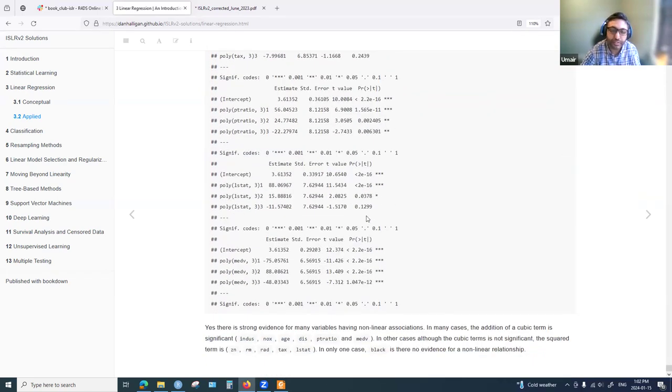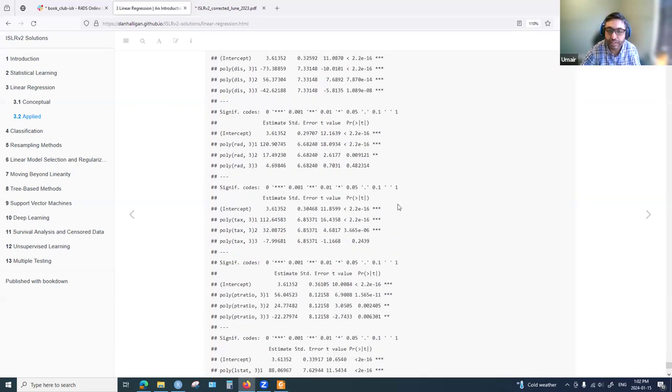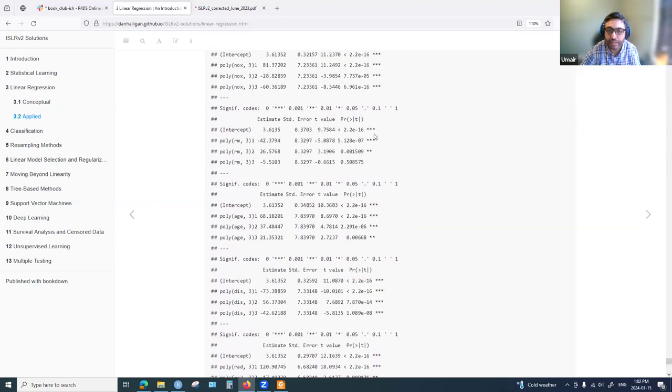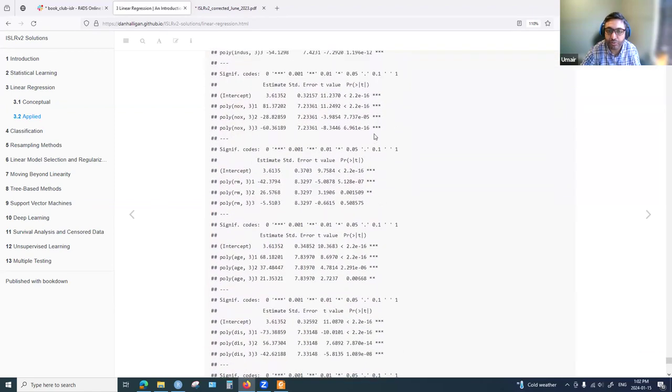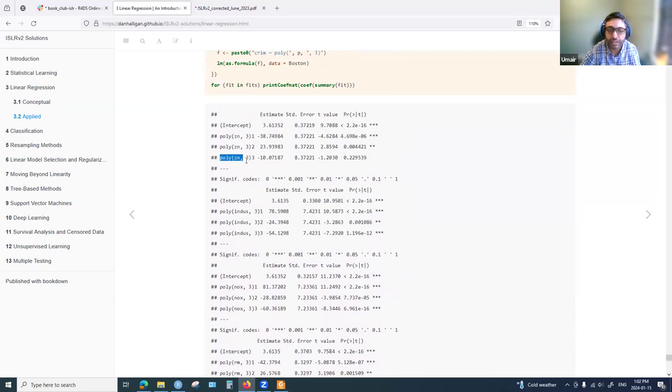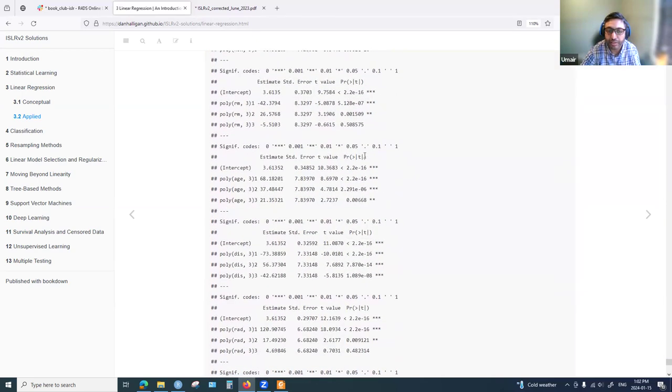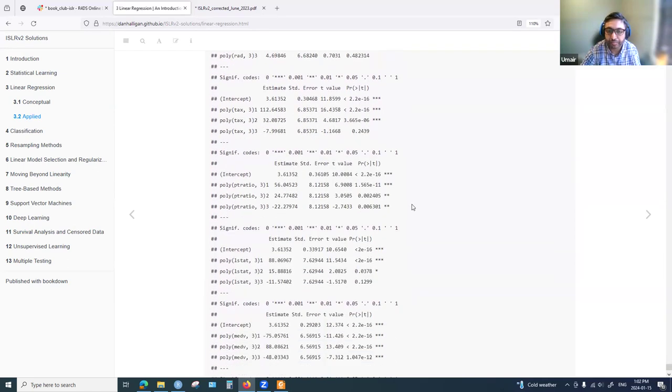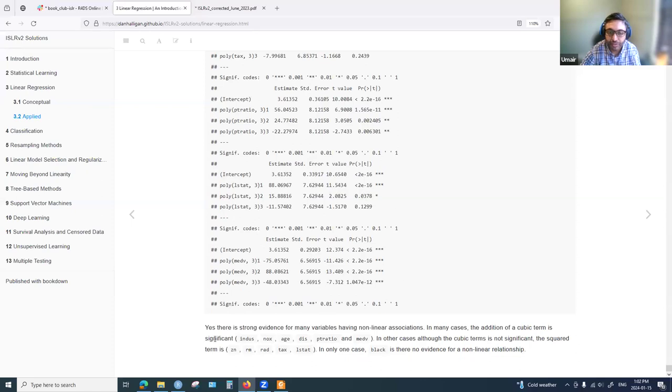And based on these results, we can see which one doesn't have significance at all and where the significance is high. So for instance, let me choose one or two cases. So here, the third term, a polynomial term for the ZN variable is not significant. And then similarly, the third one for the RM variable is also not significant. So the conclusion here is that there is strong evidence for many variables having nonlinear associations. In many cases, the addition of a cubic term is significant. In other cases, although the cubic term is not significant, the square term is significant.